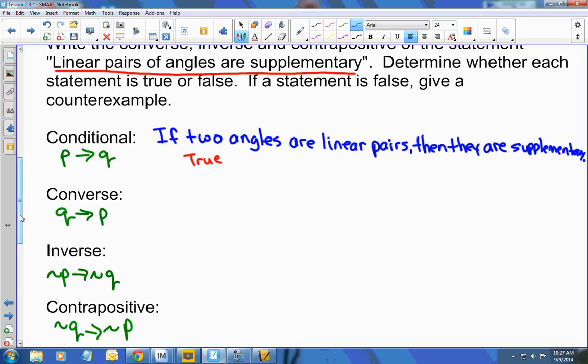Okay, and not an angle, let's say two angles. If two angles are supplementary, then they are linear pairs. Good.